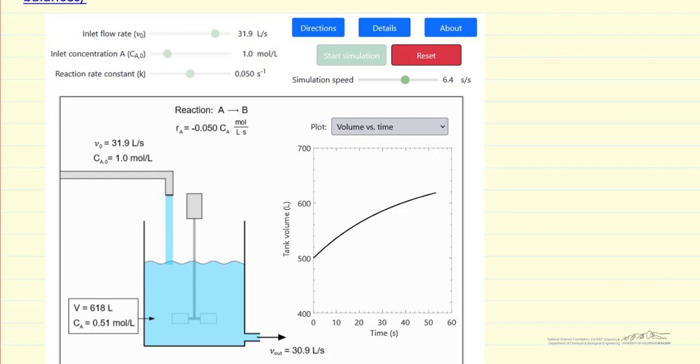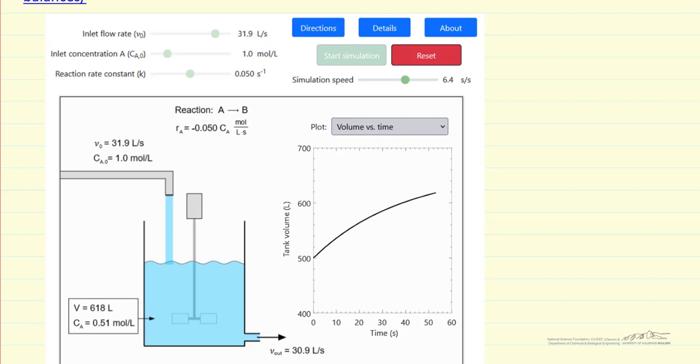We have a volumetric flow rate in with the inlet concentration, and then we have a volumetric flow rate out, which is not in general the same. And this tank is well mixed, so the concentration in the tank is the same as the concentration leaving the tank. We're solving the material balances for the overall material balance, and then when we have reaction taking place, the concentration of A in the reactor is also determined.